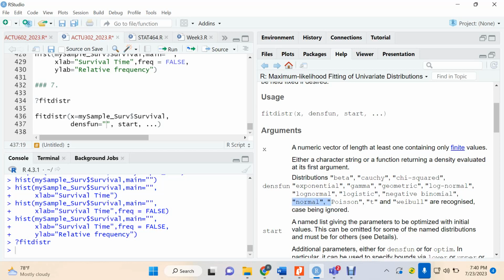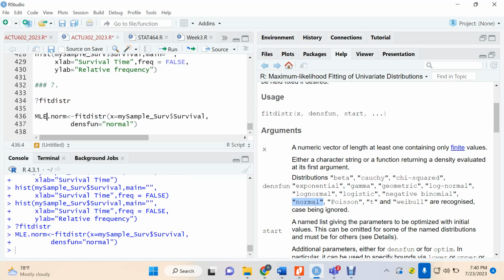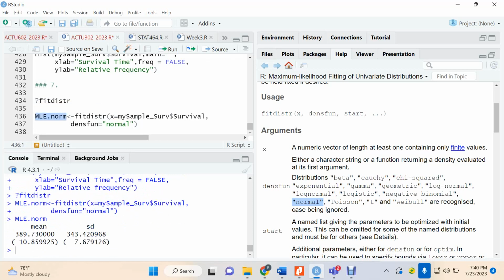Normal, right? Here. Okay, so I copy. The density function is normal. I can ignore the start station. I'll get this. Then I'll say maybe MLE dot norm. Okay, so I do this. There. So that's my estimate of the mean and the standard deviation.